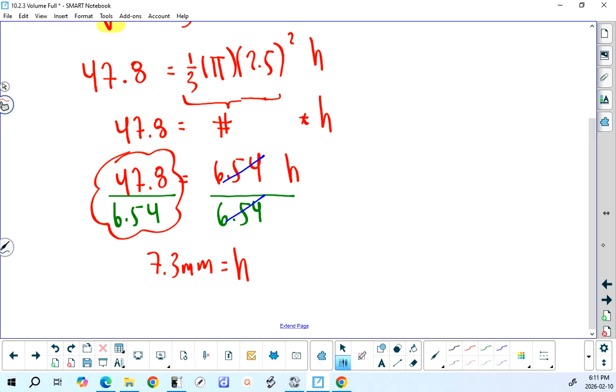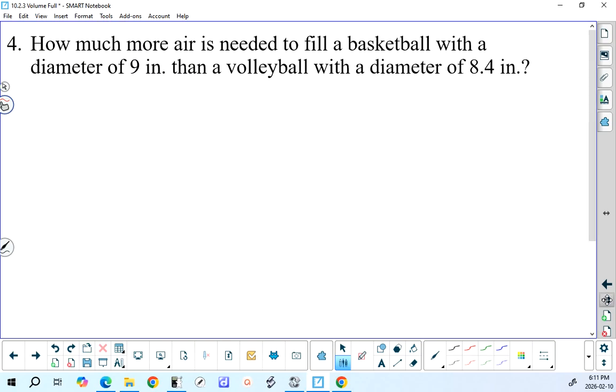One more question left, and it's not one where we have to rearrange any formulas. I just want to show you that if you're on top of your game, these do not have to be difficult. How much more air? Well, when we talk about air, we're talking about volume of air. How much more air is needed to fill a basketball with a diameter of 9 inches than a volleyball with a diameter of 8.4 inches?